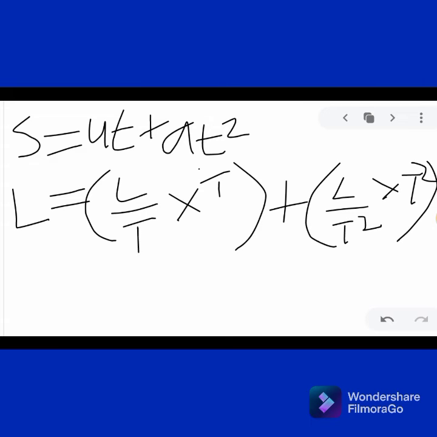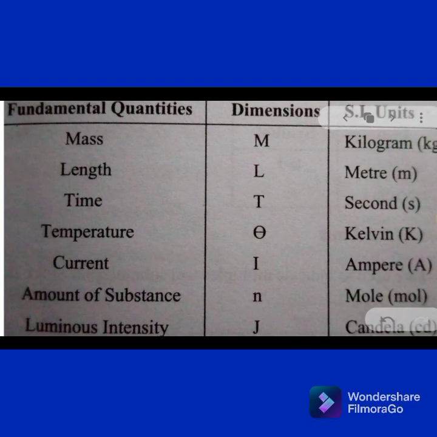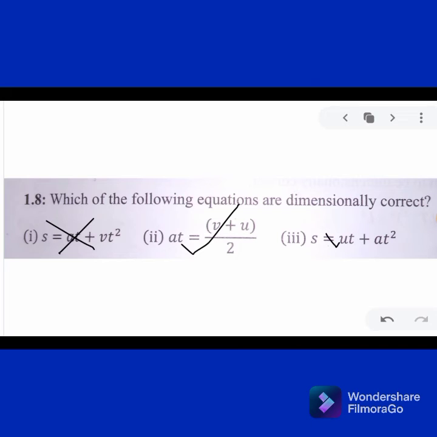So let's do our math. We know that, according to algebra, T cancels T, and T squared cancels another T squared, which means our answer is going to be L is equal L plus L. So L is L and L is also L. All of them have the same dimensional formula, which therefore means that this third equation is dimensionally correct.